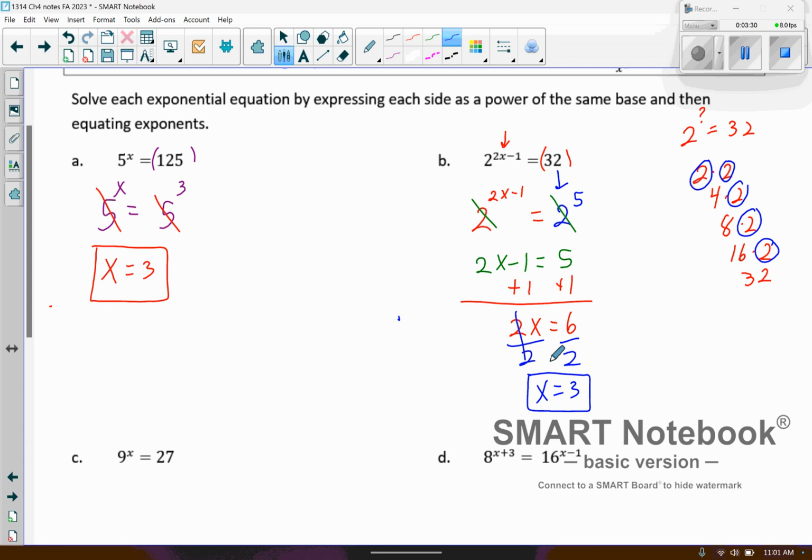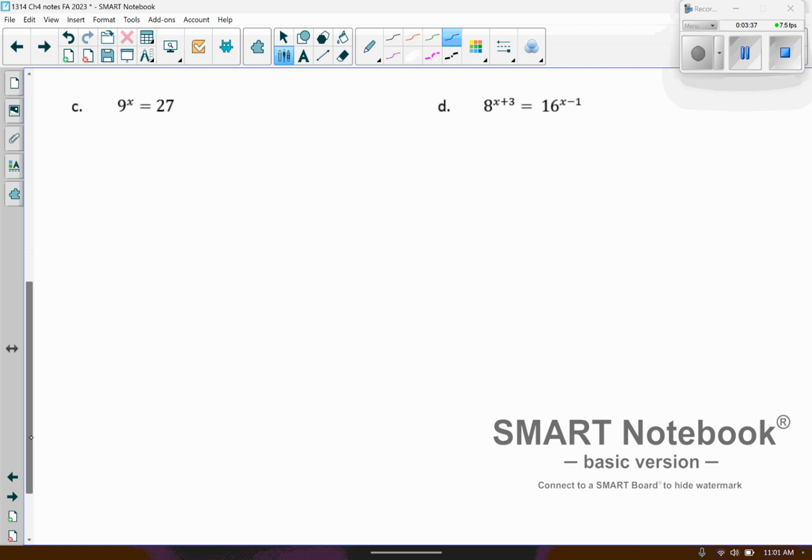Okay, so those first two were not too bad. Now let's look at C. Interesting. How am I going to manipulate 27 into a 9? Well, 9 to what power would give me 27? Not that it doesn't exist, but that does not sound like fun. So what are we going to do here? We're actually going to adjust both of them, because I can adjust both of these into base 3. The 9, I'm going to put as 3 squared, and then raise that to a power of x. And 27, we'll put as 3 to the power of 3.